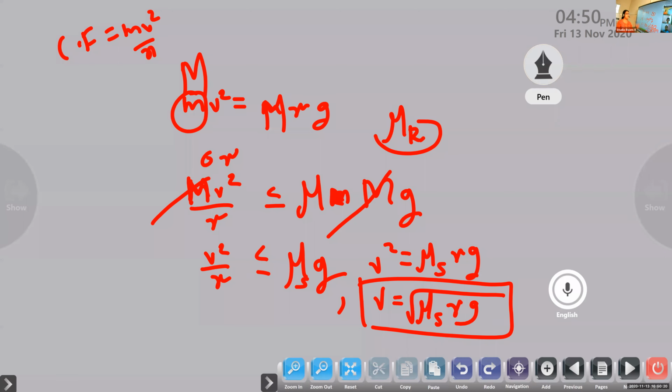We are equating with that, and you are getting the speed of the car or speed of any vehicle on a circular level road which is unbanked. Circular level road means this is an unbanked road. Okay. So finally we are getting the equation square root of mu S r g. Okay. Now, how can you get the value of mu S? That is the next step.